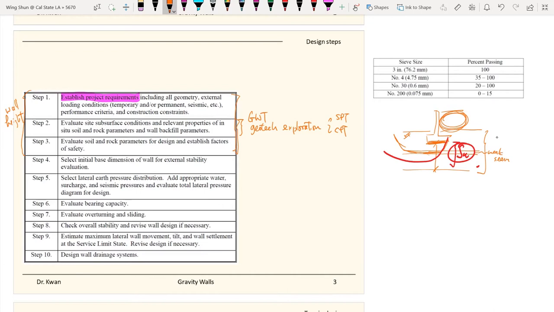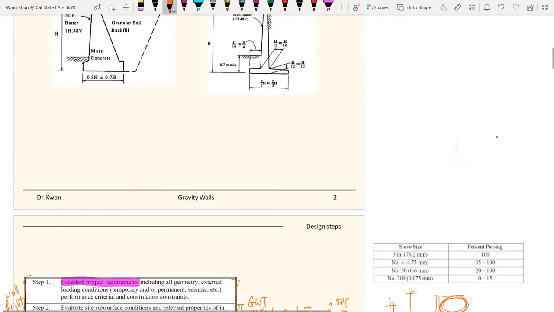So after step one to step three, and then step four, this is where you will select the initial base dimensions of the wall. Again, the base dimensions that you select here are subject to change based on step five to step seven. We'll get there. But this base, when you select it, is a function of the height of the wall.